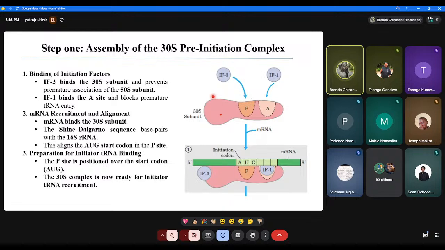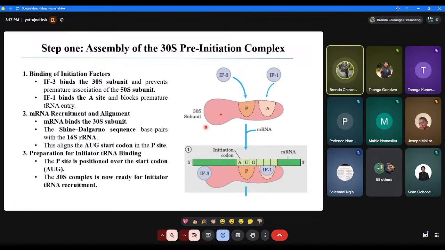Why is this important? Because remember, at this point we need the mRNA to come and slot itself into the ribosome. If the 30S ribosomal unit associates very quickly with the 50S ribosomal unit before the mRNA is brought into the ribosome and positioned, it will be difficult for initiation to start. So to prevent premature association, IF3 comes in to stabilize the smaller subunit.